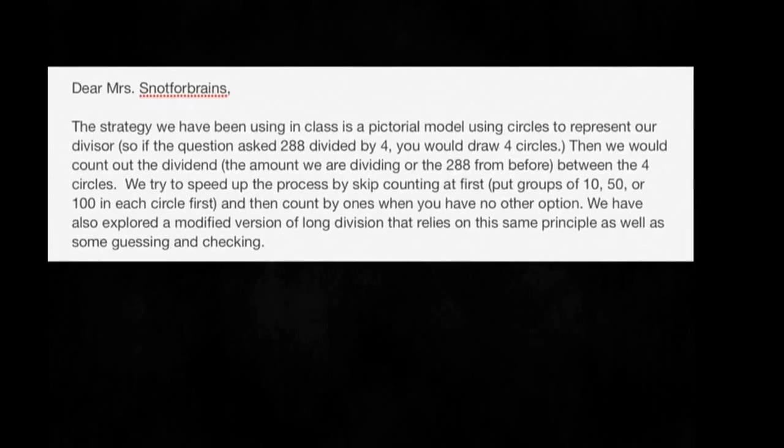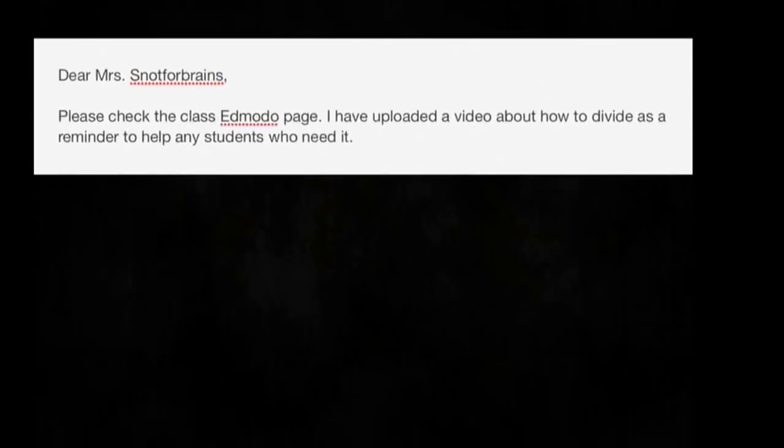"The strategy we've been using in class is a pictorial model using circles to represent our divisor. So if the question asked 288 divided by 4, you would draw 4 circles. Then we would count out the dividend, the amount we're dividing, or the 288 from before, between the 4 circles. We try to speed up the process by skip counting at first, put groups of 10, 50, or 100 in each circle at first, and then count by 1s when you have no other option. We have also explored a modified version of long division that relies on this same principle as well as some guessing and checking." I know I wrote that, but that is not helpful at all. So I think what would be easier is to send something like this.